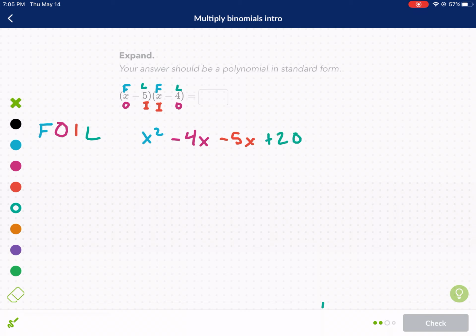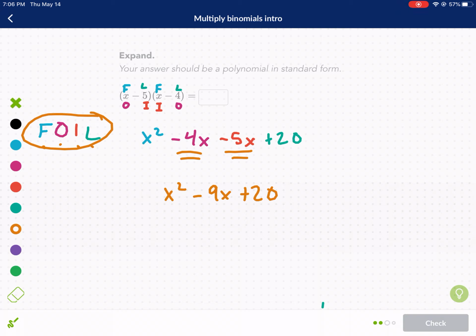One thing I do like about FOIL is it kind of gives you a frame of reference, kind of like a map of what terms we're talking about at specific times. But one thing I don't like is that students think they have to go in this order. That's not true. In the next problem, I'm going to show that you can use something other than FOIL and still get the same answer.